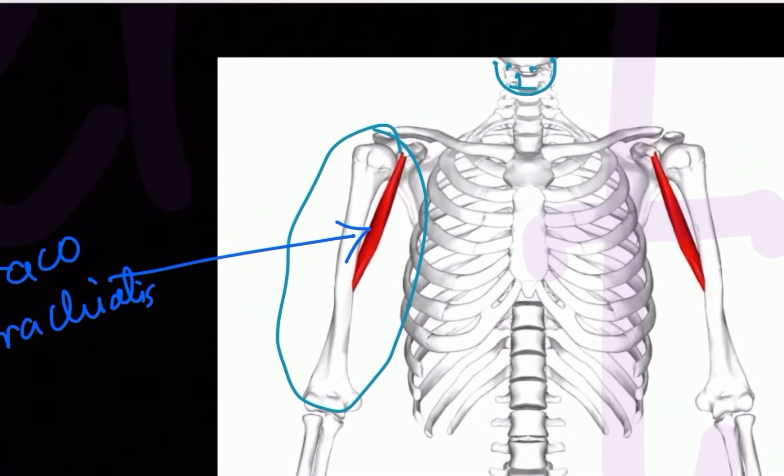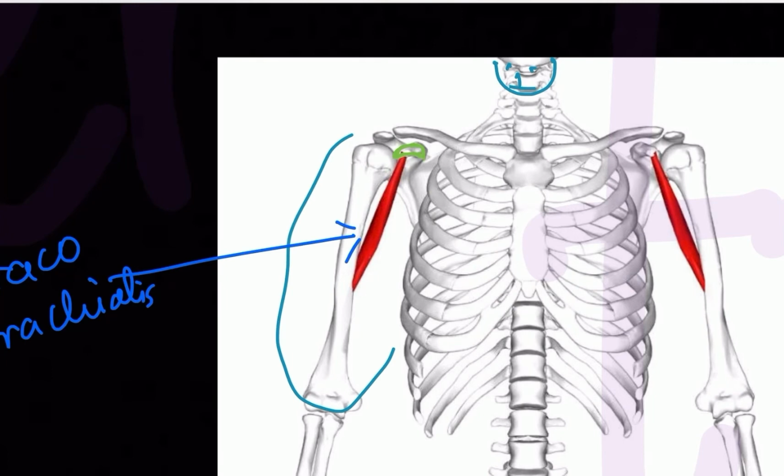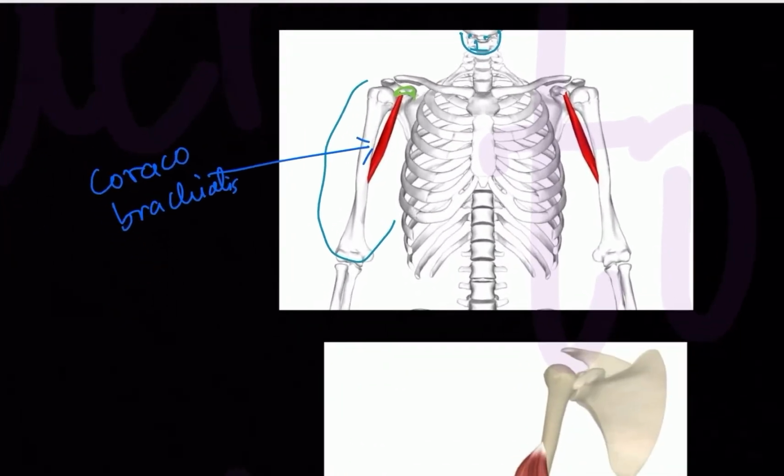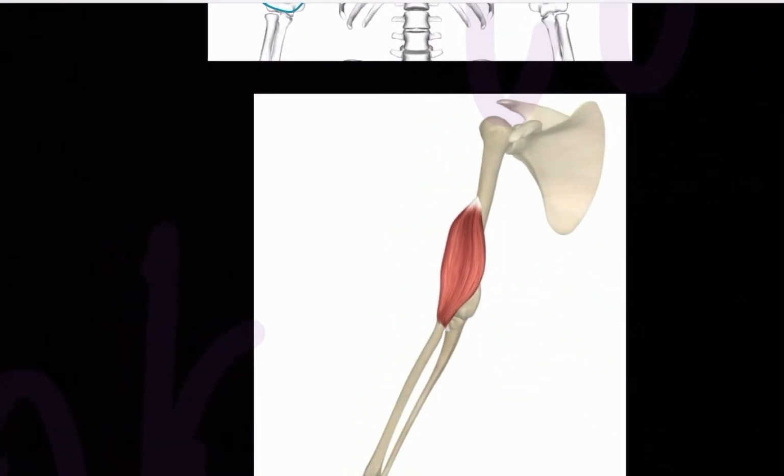See, this is the coracoid process, this green color which I'm making, right? So it's starting from its tip, as I've said before also. Now this is brachialis. It is the brachialis muscle, as you can see.